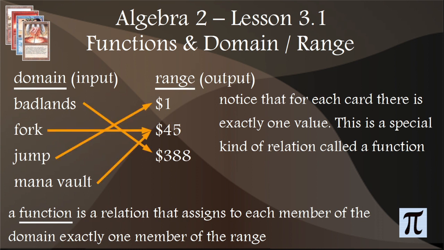Another way to look at it is with arrows. Badlands points to its output of 388, Fork points to its output of 45, Jump points to its output of 1, and Manifold points to its output of 45.